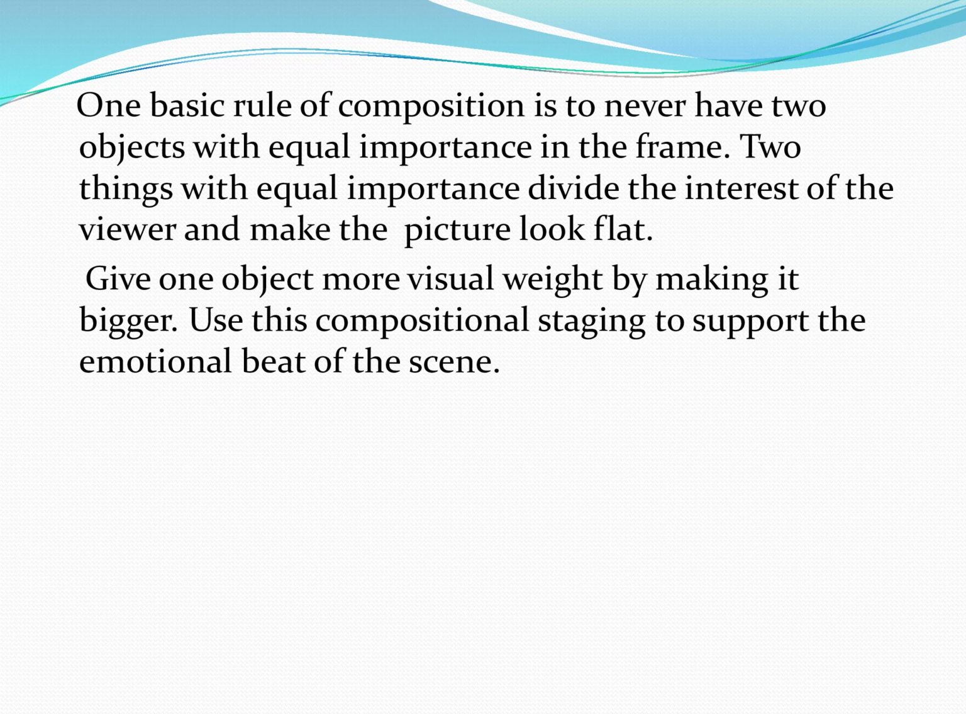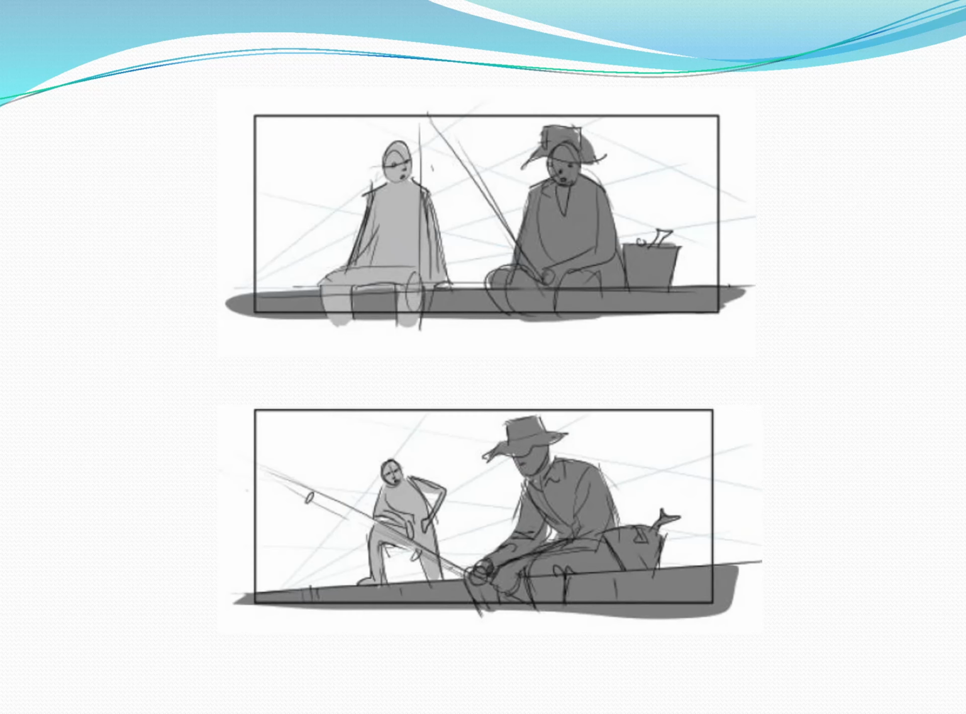I will show a frame. Give one object more visual weight by making it bigger. Use this compositional staging to support the emotional beat of the scene. See, there is a reference for this. First, see the difference between the first one and second one. In the first frame, you are giving equal importance to the two subjects. In this second frame, see, one is bigger and one is small. The second one is the effective presentation.